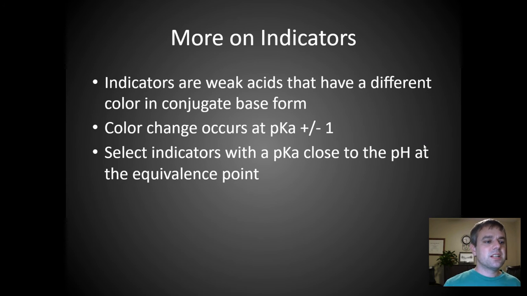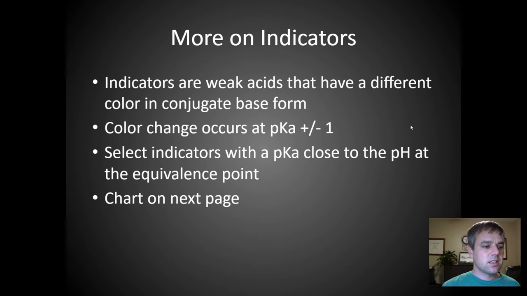So, when you are trying to choose an indicator for a titration, you want it to have a pKa that is close to the pH at the equivalence point. If you're titrating a strong acid with a strong base, you want something that has a pKa close to 7. If you're titrating a weak acid with a strong base, your pH at your equivalence point will be basic, so you would pick something that has a higher pKa. If you're titrating a weak base with a strong acid, you'd pick something that has a lower pKa. There's a chart on the next slide that I'll show you.